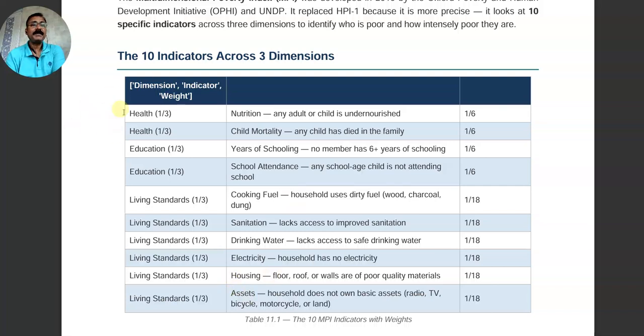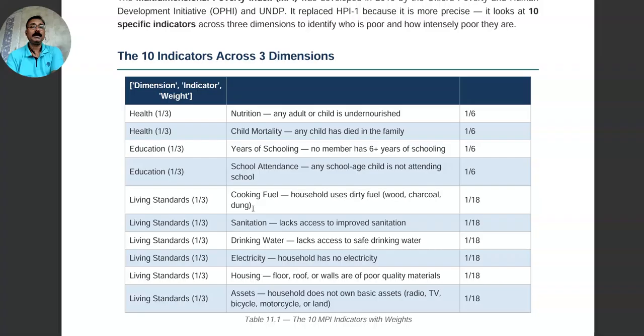Since the health dimension has one third weight and health has 2 indicators, each indicator has 1/6 weight, that is one third into half. Similarly, one third into half. So the one third is divided into 2 parts, that is why this is 1/6, this is 1/6. Similarly, the education dimension also has 2 indicators and the weights are distributed. One third is distributed among the 2 indicators, so 1/6, 1/6, or one third into half, one third into half.